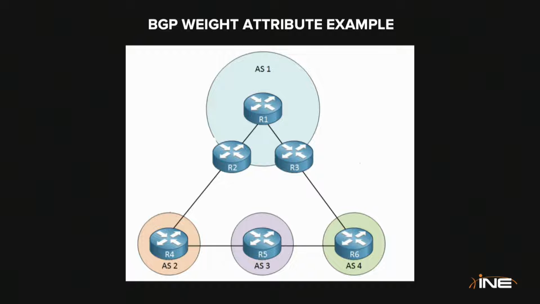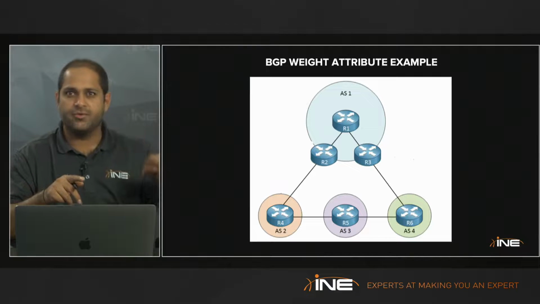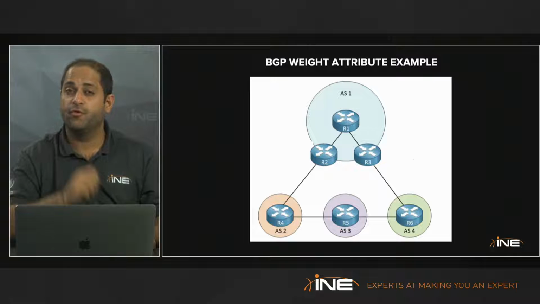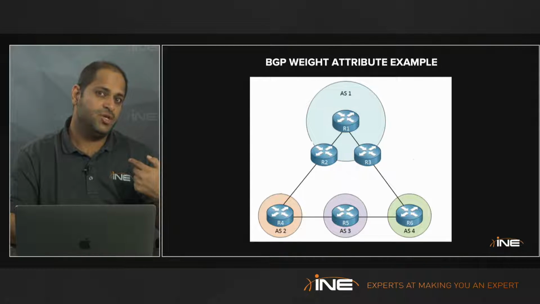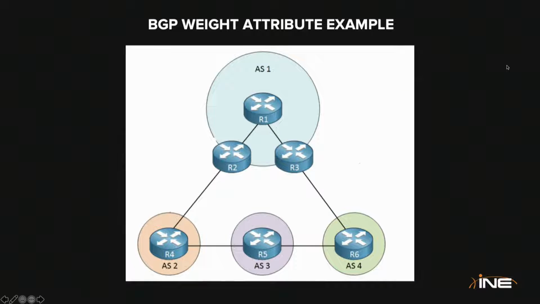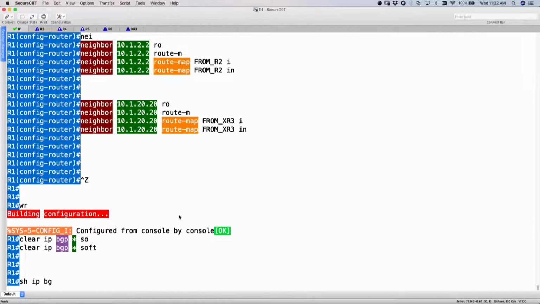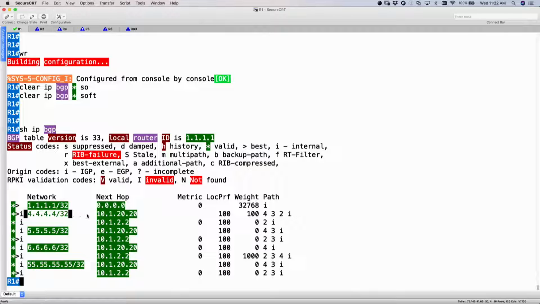The effect of that would be, because R1 is going to 4444 from XR3, he would give the update to R2. And now R2 would have two choices to reach 4444, coming from the eBGP neighbor and from the iBGP neighbor. Let's verify that. So show ip bgp. To get to 4444, he is preferring XR3 because of higher weight. To get to 6666, he is preferring R2 because of higher weight, 1000, correct? Let's look at R2 now.